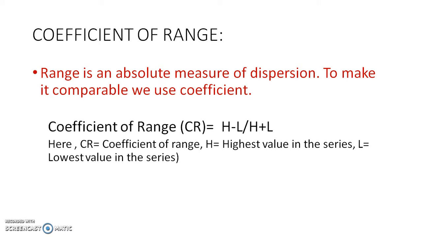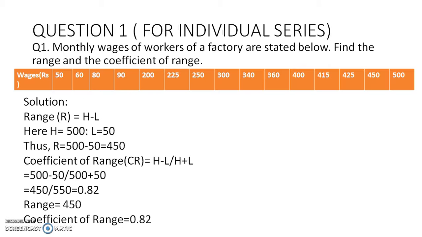In this example, the pocket money example, we can find out the range. 100 minus 20 is 80, which is the range. If we have to find the coefficient of range, it is 100 minus 20 upon 100 plus 20, that is 80 upon 120, which is 0.67. That will be the coefficient of range.